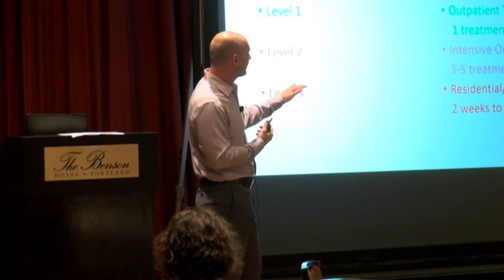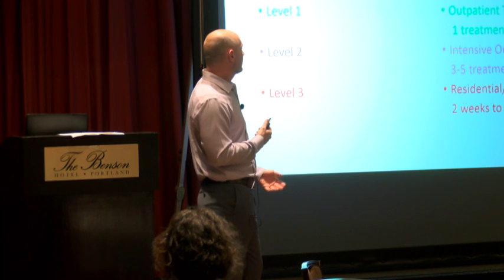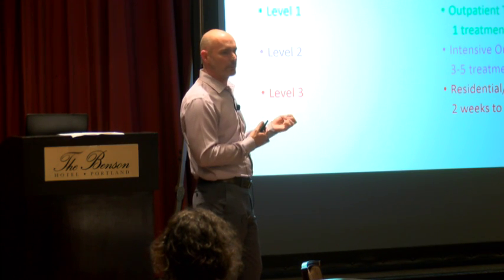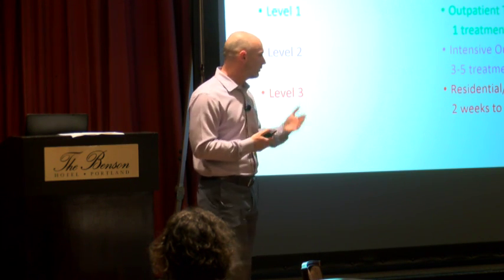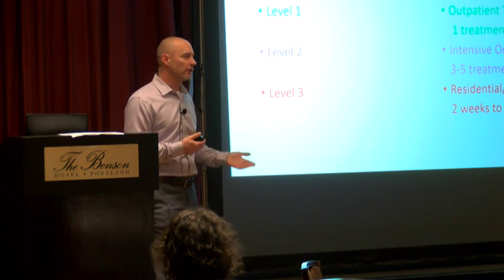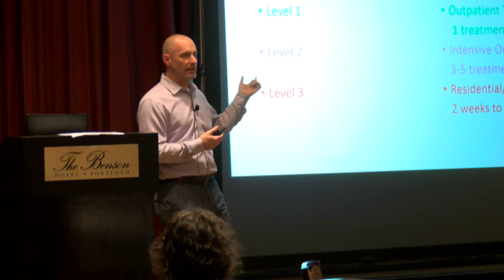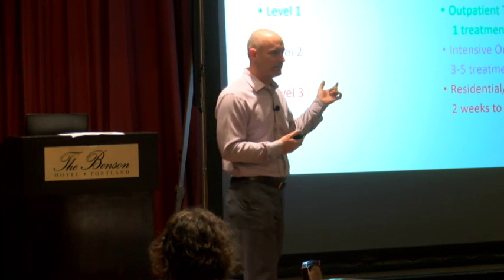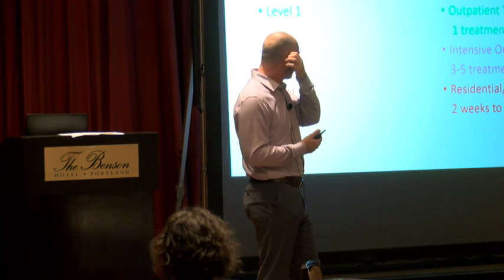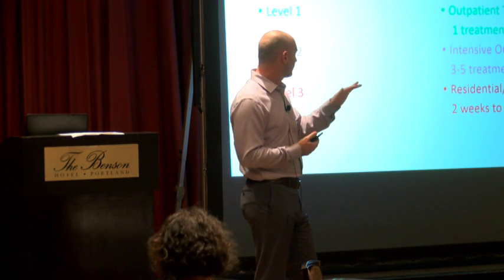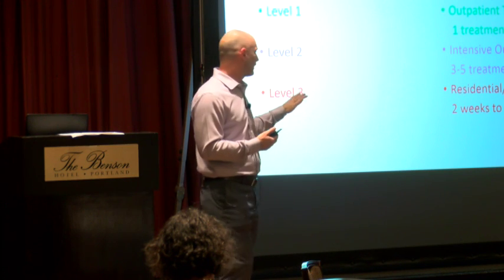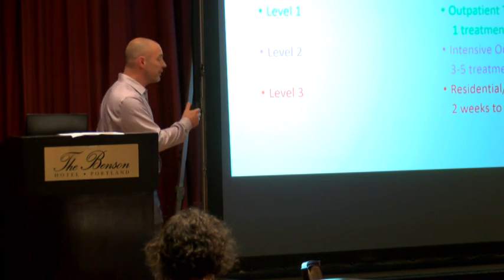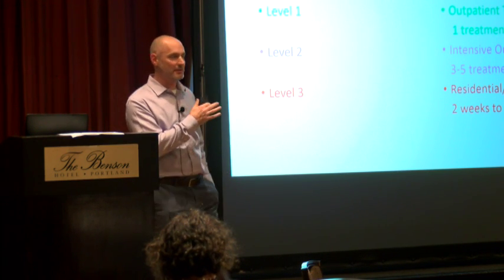Level 2, we're looking at intensive outpatient treatment. These are about 3 to 5 encounters per week, okay? So that means they're coming into a group, educational groups and process groups, maybe punctuating that with individual sessions and treatment plan updates. IOP is a specific level of care. And then level 3, we're looking at residential or inpatient treatment. And I put 2 weeks to 1 year. That's quite a range, isn't it?